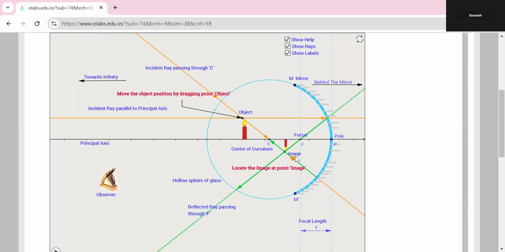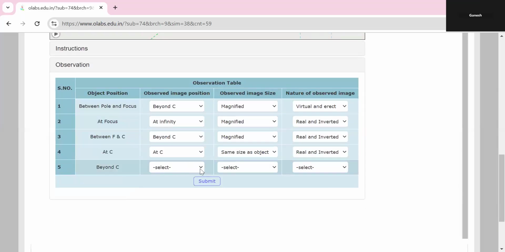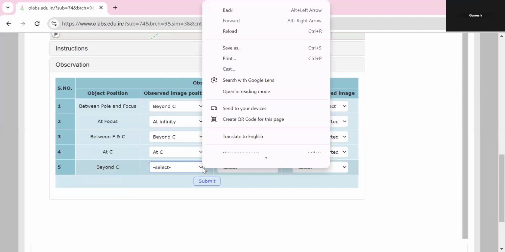And the image is very small. It is not large, it is a very small size. The nature of the image is a real and inverted image. Okay, so this is the answer for this position.